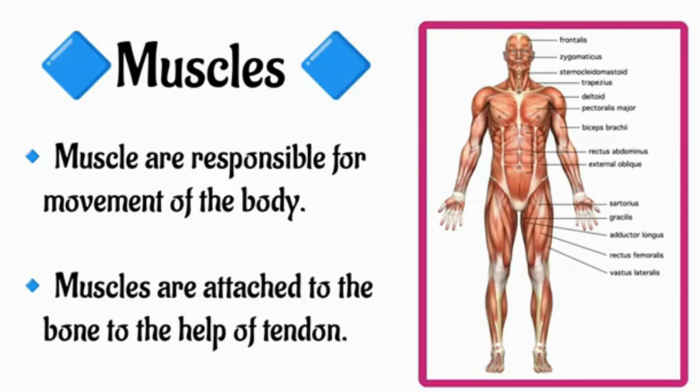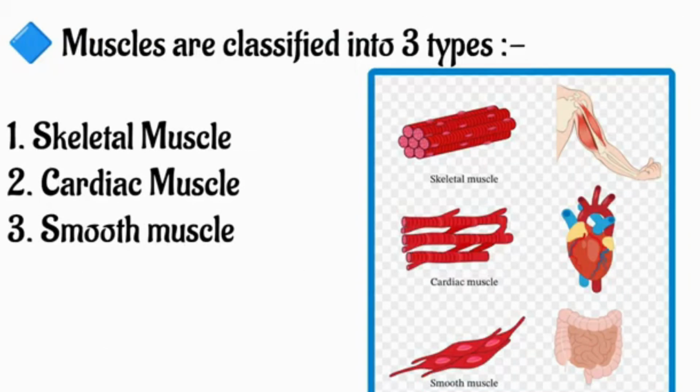These muscles are classified into three types: skeletal muscle, cardiac muscle, and smooth muscle. The skeletal muscle we can see in our bones, in our hand part. Cardiac muscle is attached in the heart position, and smooth muscle we can see in our stomach. So we can move to the first part, that is skeletal muscle.